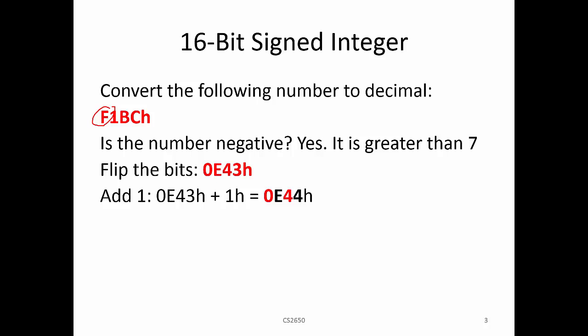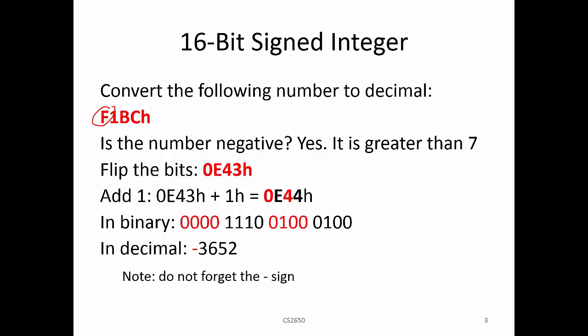Now I'm finally ready to do my straight conversion. If you convert each of these numbers to their binary equivalent, this is what you get. And finally, you're ready to do your decimal conversion. One thing you have to keep in mind, do not forget the negative sign. You're going to get all excited and write 3652, and that's probably going to be one of the choices in your quiz. So make sure you do not forget the negative sign.